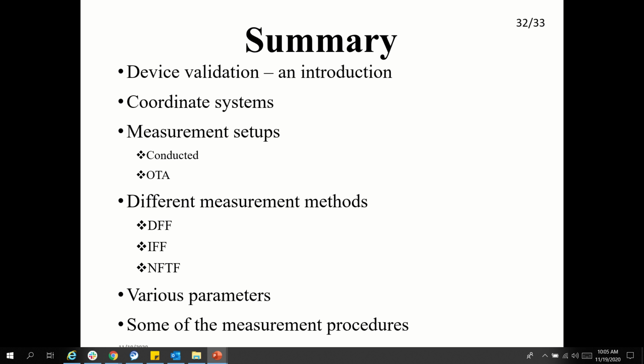Okay. So that's all. Thanks for watching. What we have covered is the device validation introduction, coordinate systems in an elaborate manner, and different measurement setups, conducted and radiated basically. Radiated, and different measurement methods, direct far field, NFTF, different rotations, different UE positions, and various parameters. How do we measure those, what beam peak search is about, what the grid points are. So many things we have discussed. Some of the measurement procedures, the parameter measurement procedure for each parameter, those things are already covered.